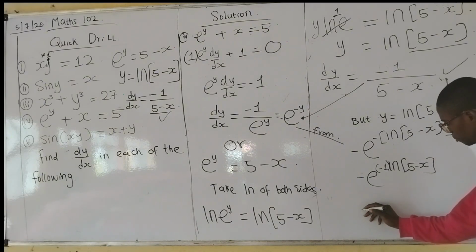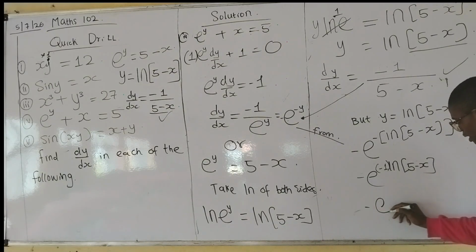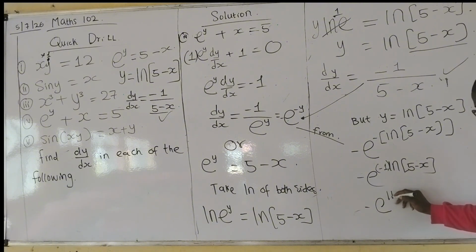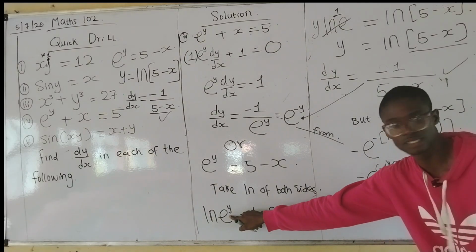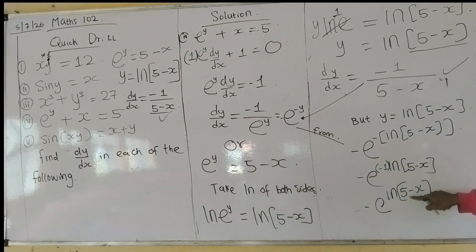You understand? It's still the same value. So we can have this to be exponential ln 5 minus x all to the power of minus 1, just like this y is. You know the way this y is, the way this 5 minus x is, right? Then it is now raised to the power of this. Do you agree with me?